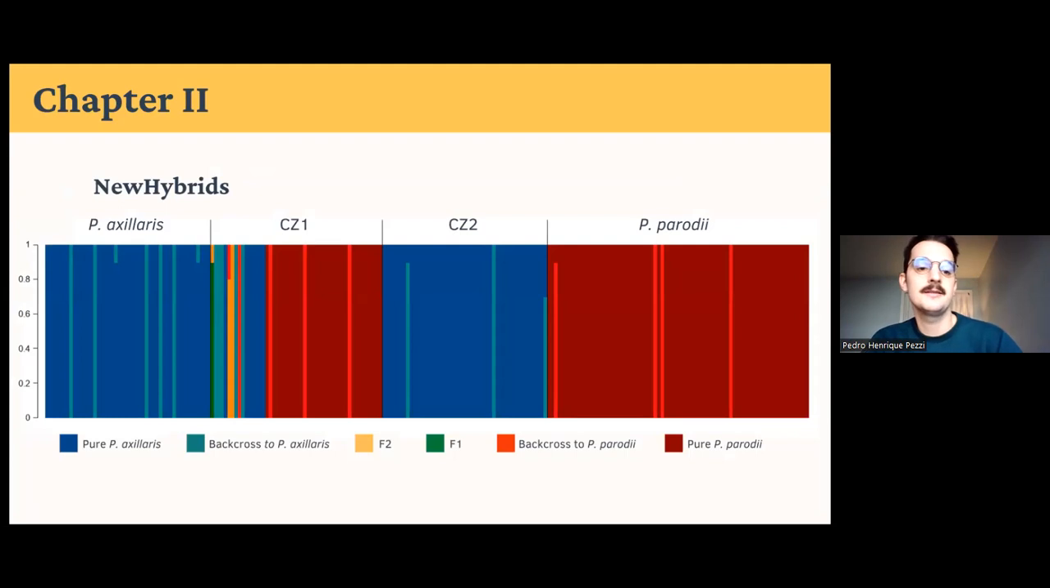And then we tried to classify the individuals into six categories. For this, we used NewHybrids. This analysis doesn't handle the number of SNPs that we had, so we chose the 300 SNPs that had the highest FST between Petunia axillaris and Petunia parodii. Then we classified all the individuals into these six categories. What's interesting to see is that we can find backcrosses within Petunia axillaris and also within Petunia parodii.